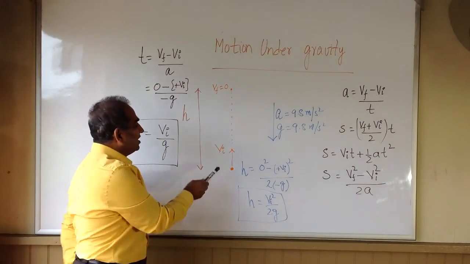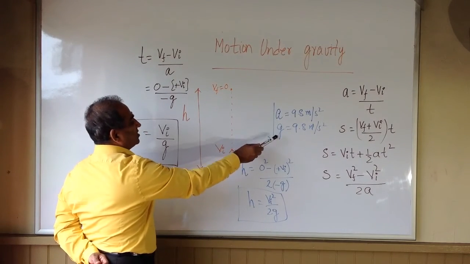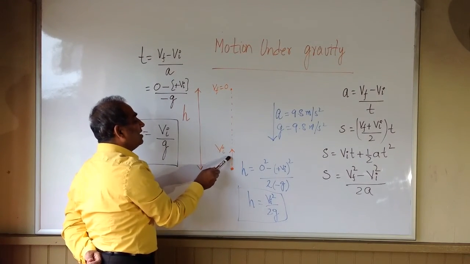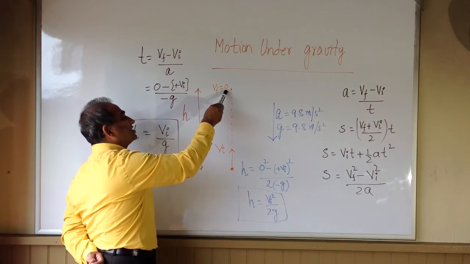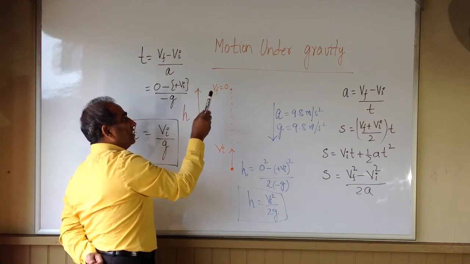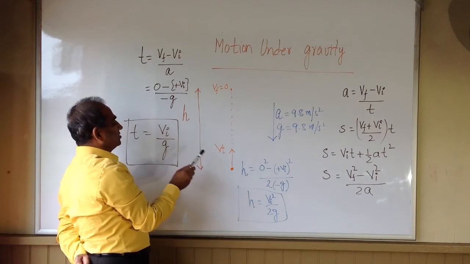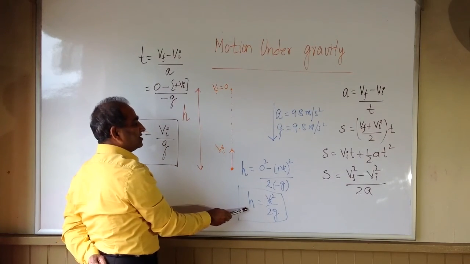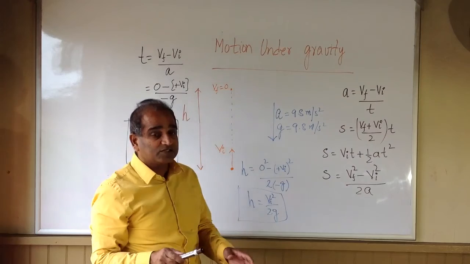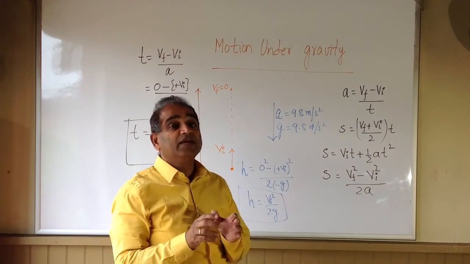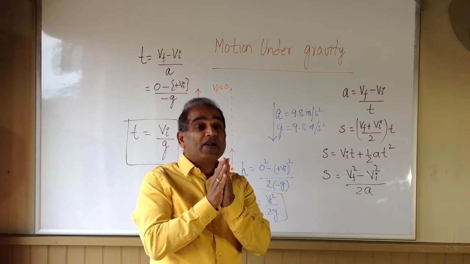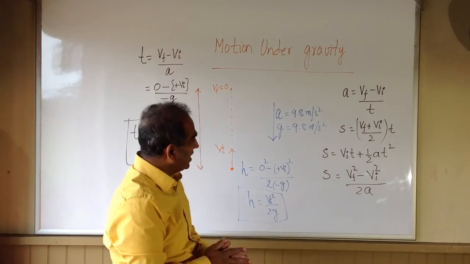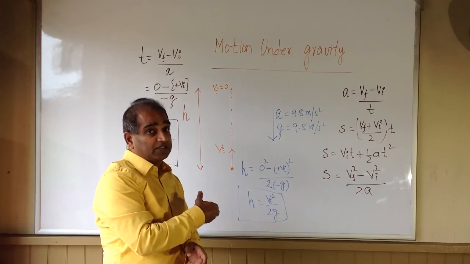So, if I am given the initial velocity and I know the acceleration, I can calculate the time taken to rise up to the maximum height h, and also I can find the h value. So this is the time taken to rise, and this is the height to which it rises. So we have understood motion under gravity, which is a one-dimensional motion. Alright, we will talk about it later on.